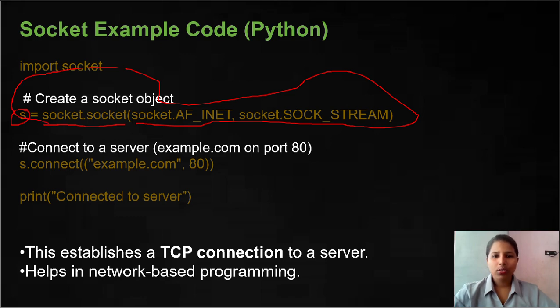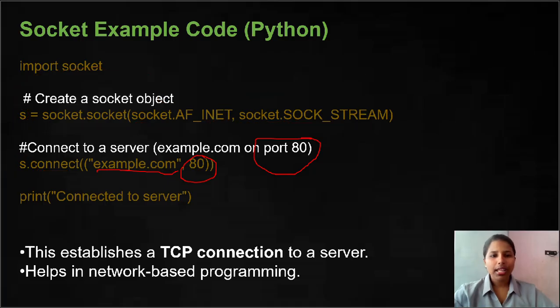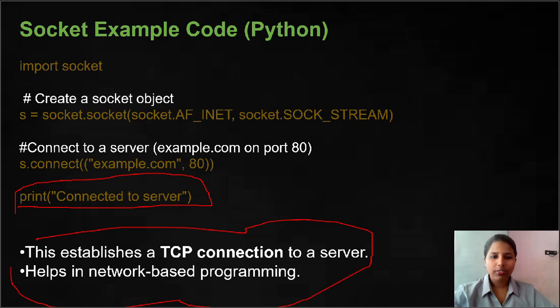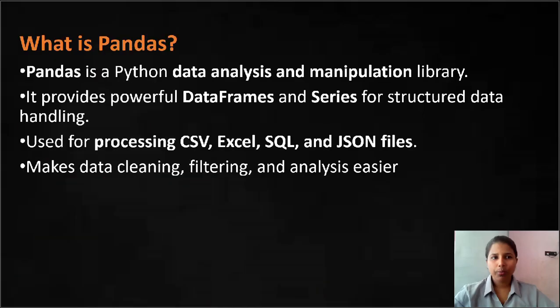Then we have to connect to the server, like connecting to example.com on port 80. We connect using the connect function with example.com, the website we want to connect to, and the port we want to connect on. Then it prints the connected server. This will establish a TCP connection, which helps in network-based programming. So this is simple socket programming, just a basic example of connecting to example.com.